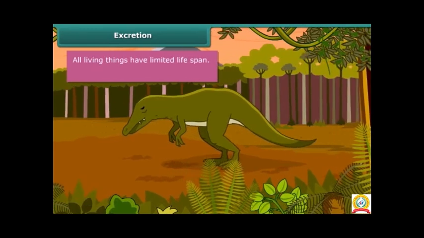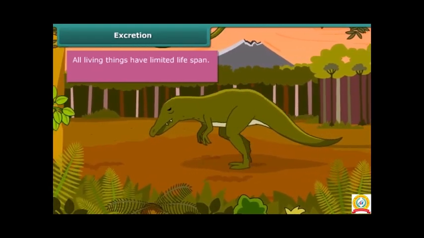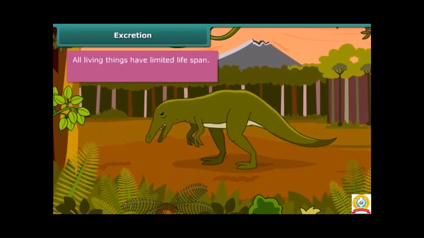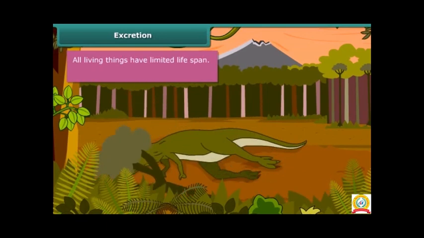All living things have limited lifespan. The lifespan is different for different plants and different animals, but they eventually die one day. Death occurs in all plants and animals.